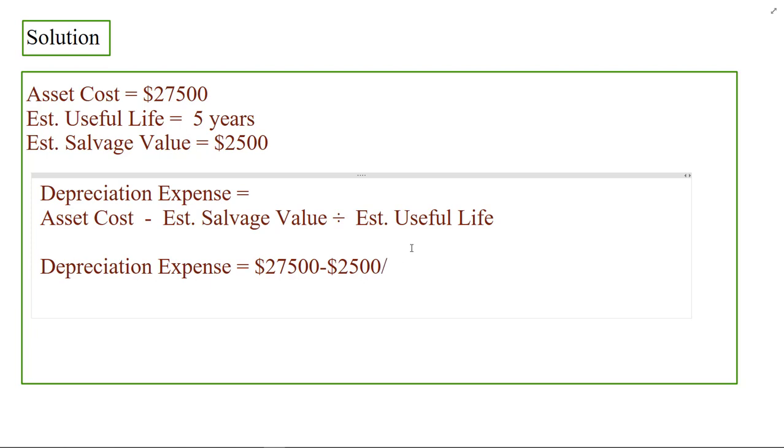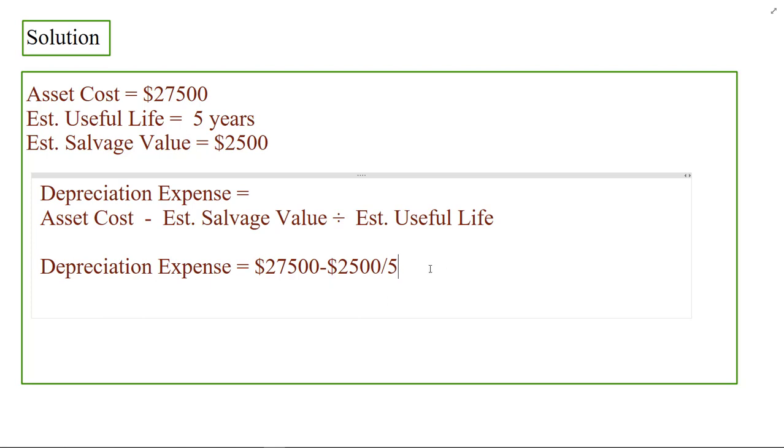divided by estimated useful life of the asset. Estimated useful life of the asset is how much? It is equal to 5 years. It means it's expected that the asset will be used for 5 years.